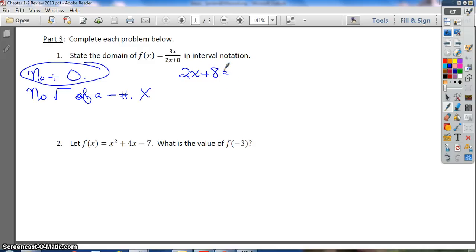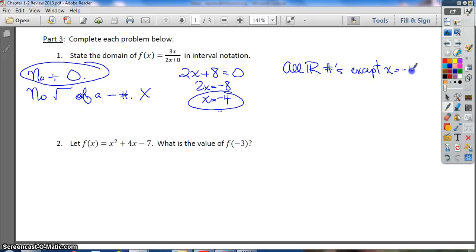Well, 2x plus 8 equals 0. 2x will equal negative 8. X is negative 4. So this is the value you cannot have. So if you're asked what's the domain, you would say all real numbers except when x is negative 4. That's a no-no. How does that look in interval notation?